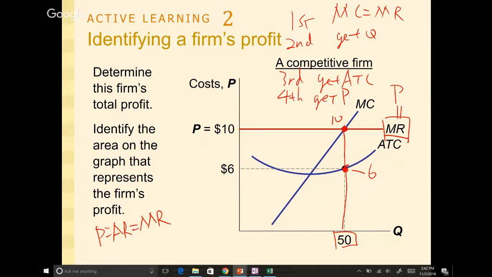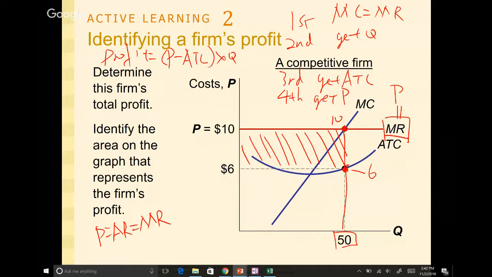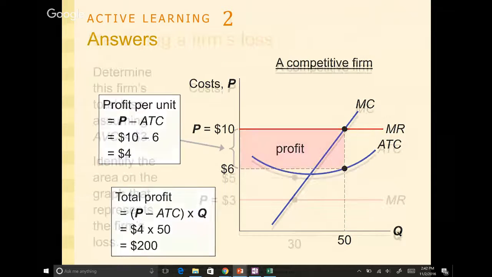So your profit, right over here. Profit equals your price minus ATC times quantity. So $10 minus 6 times quantity. Then this area over here, that's your profit. So it'll be just 10 minus 6 times 50. That's the profit for the company. Okay. All right. Let's keep going.